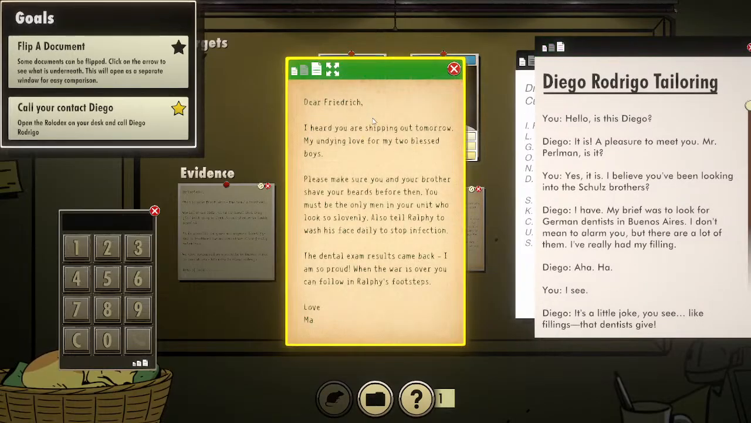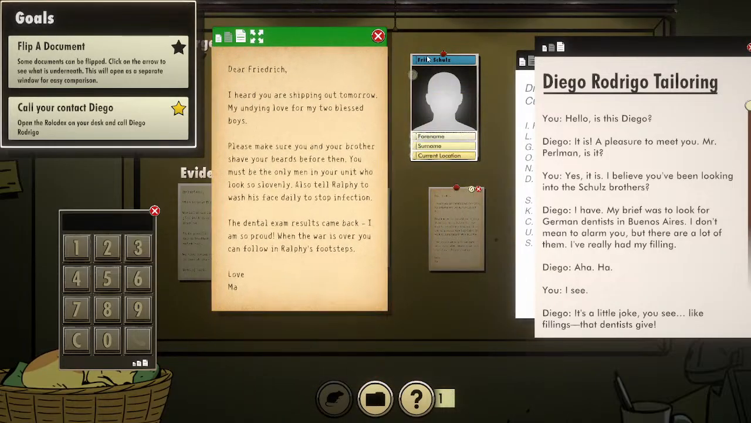Dear Friedrich, I heard you are shipping out tomorrow. My undying love for my two blessed boys. Please make sure you and your brother shave your beards before then. You must be the only men in your unit who look so slovenly. Also tell Ralphie to wash his face daily to stop infection. The dental exam results came back. I'm so proud. When the war is over, you can follow in Ralphie's footsteps. Love, Ma.